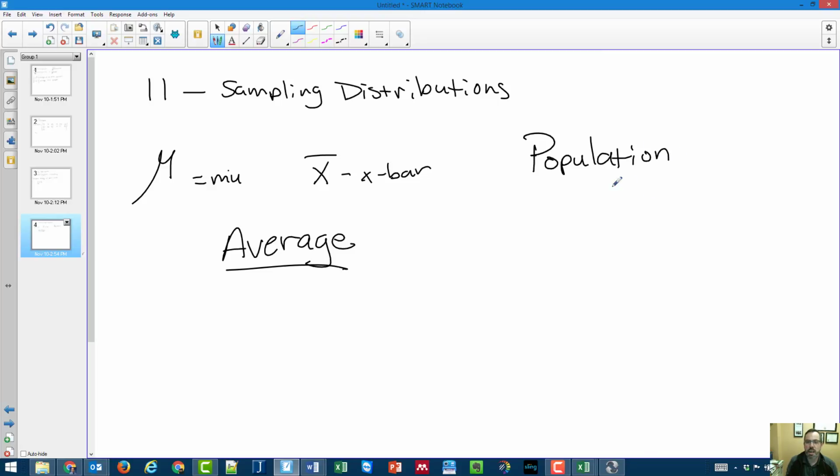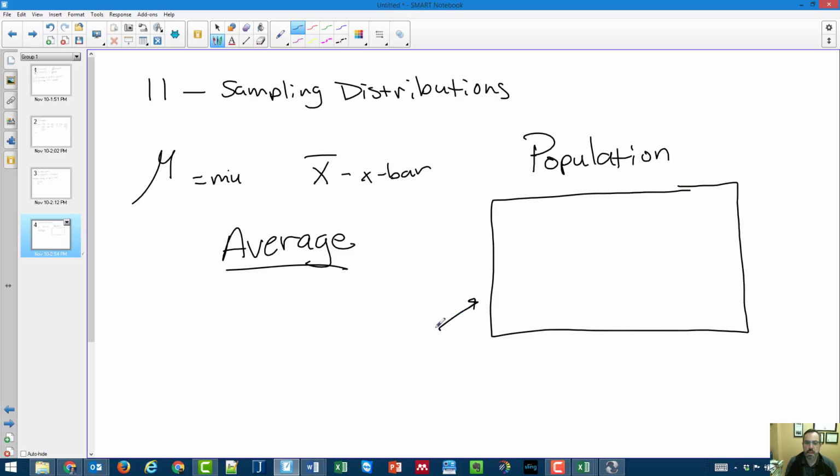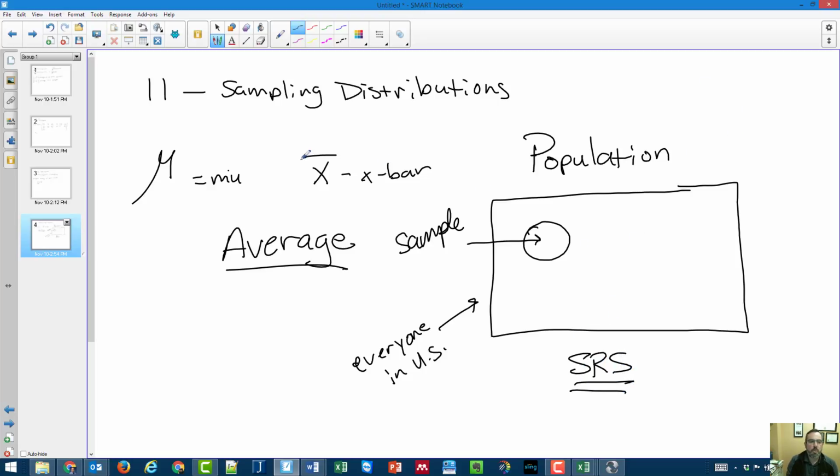Population is everybody in the United States. That's our population. So this is everyone in the US. A sample is going to be just a small group of those people, so it's a subset of it. So here's a sample. A lot of times we talk about samples as being an SRS, a simple random sample. So when we talk about mu, we might say the average height of all the people in a population, whereas x bar is going to be the average height of a sample of the population.